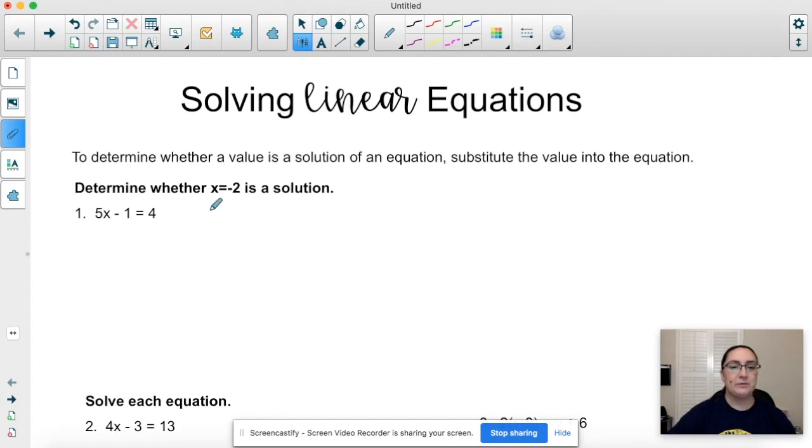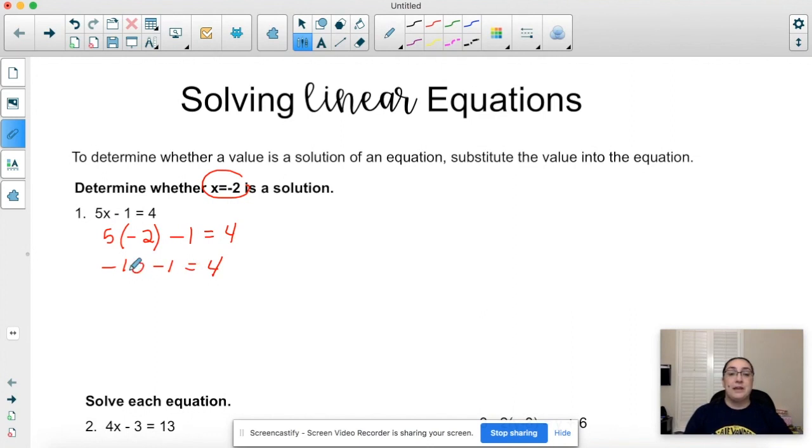So where x is, we're going to substitute that -2. So it's actually 5, and when 5 and x are squished together like that, it means to multiply. So we're going to multiply by the substitution, which is -2, and then -1 equals 4. Okay, so we plugged it in and now we do order of operations. We have multiplication and subtraction, so you want to multiply. 5 times -2 is -10, and then bring everything down. So we have -10 minus 1 equals 4.